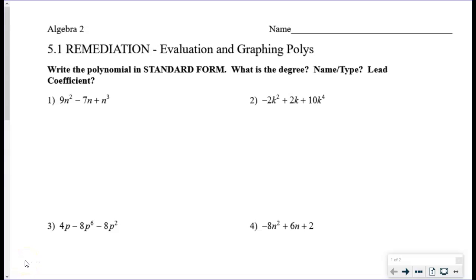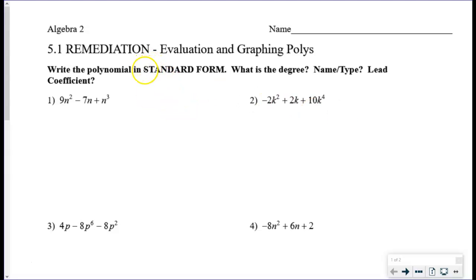This is a remediation page for you to earn a retake on 5.1, which is evaluating a simplified version of graphing polynomials. We're going to do a lot more of this later on, but this is the initial setup. And the first few questions are just a whole bunch of vocabulary.